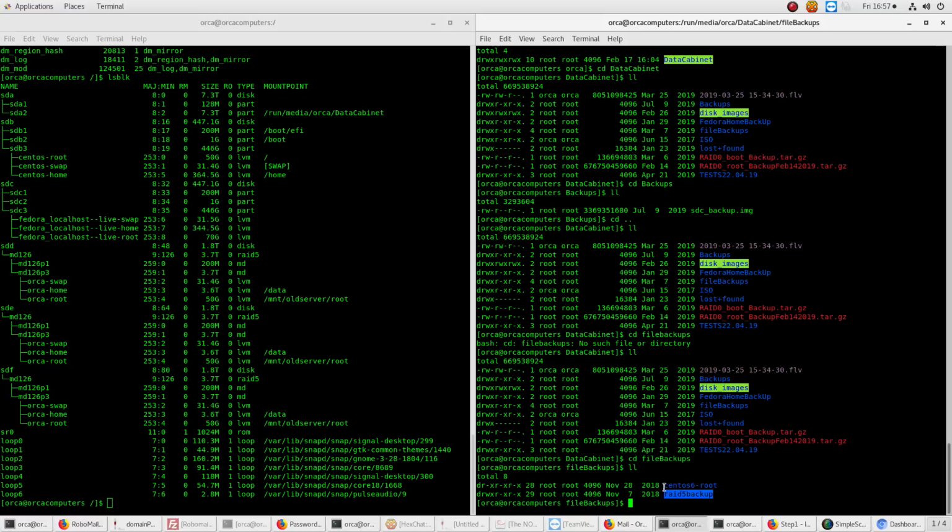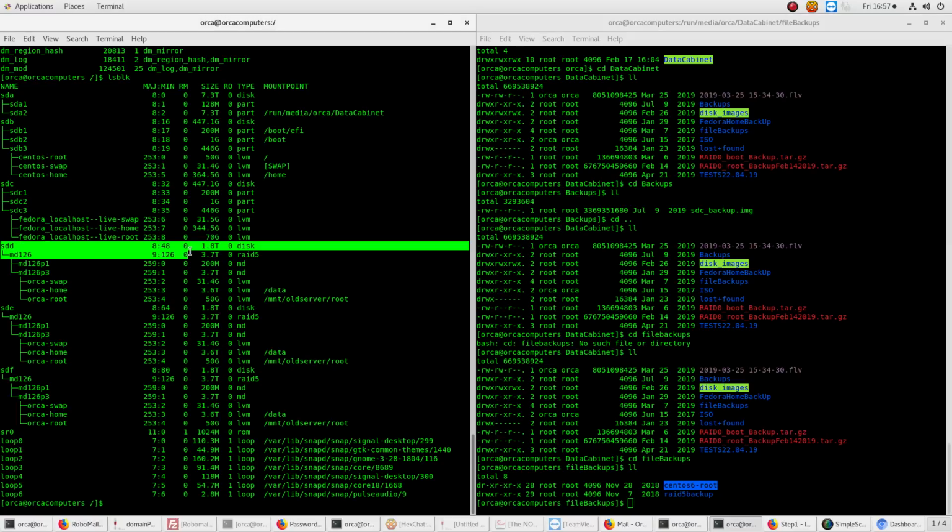I learned a lot about UUIDs. That's the way you can identify things on a computer. If it has a UUID, it's a lot quicker than, you know, over here, sdmd126 is 3.7, that's not terabytes, is it, of space. Okay, so RAID 5 backup, so CentOS root, CentOS 6 root.